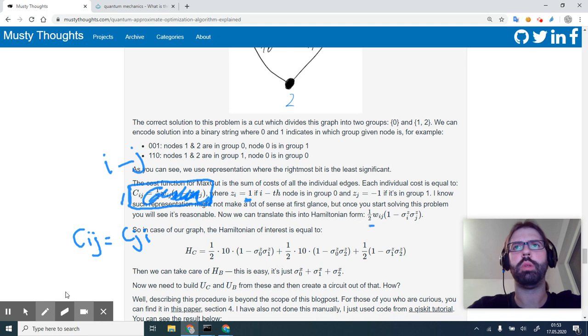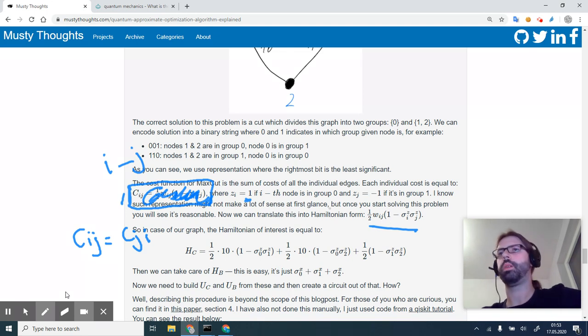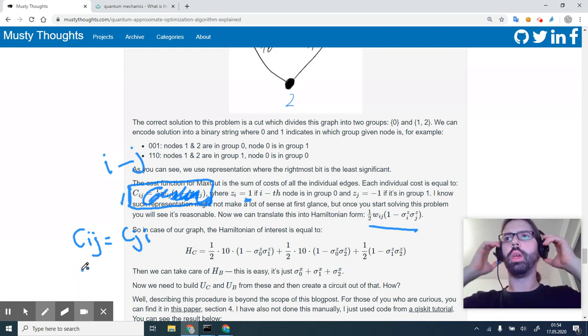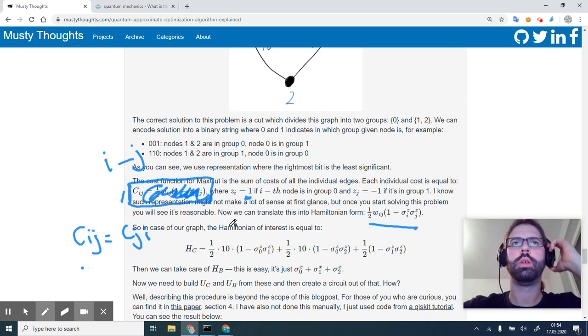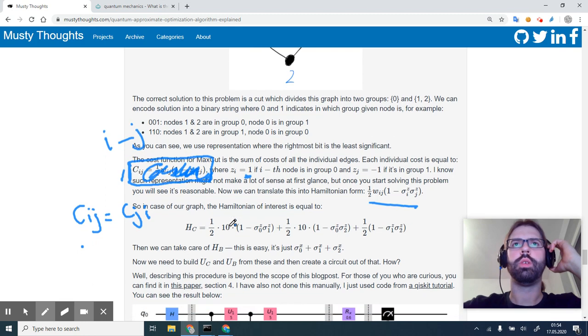So translate into a Hamiltonian. Give me a second, guys. I gotta pause for a second. How can I pause? Where were we? Okay, so wait a second. Hamiltonian. Blah blah blah blah blah.